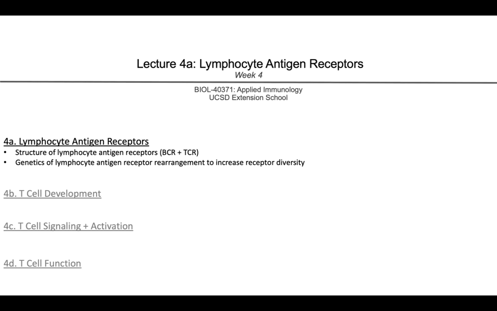Since this lecture establishes the structure and generation of receptors for both T and B lymphocytes, it's kind of a bonus lecture for this week, so we'll have a bit more total lecture time during week 4 of this course. Also, please note that the remaining lectures for week 4 will focus primarily on T cell biology, while week 5 of this course will focus on B cell biology.